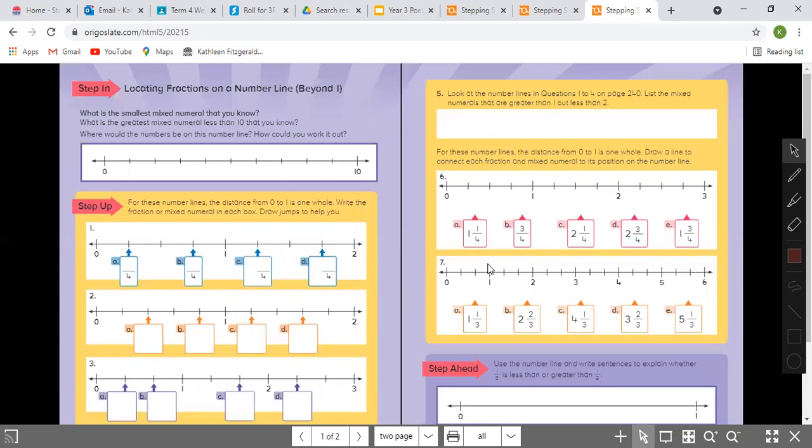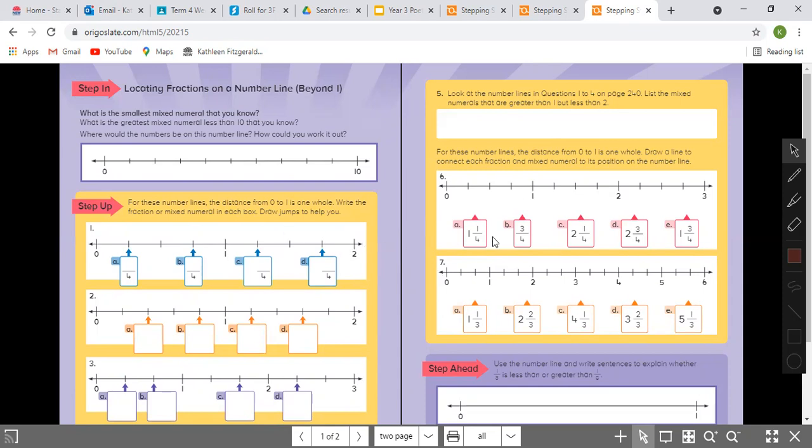Look at the number lines in questions 1 to 4, back on this page here. List the mixed numerals that are greater than 1 but less than 2. So put them all up here in this part. The mixed numerals that are greater than 1, so it's got to be this side of the number line, and less than 2. So those ones in between 1 and 2.